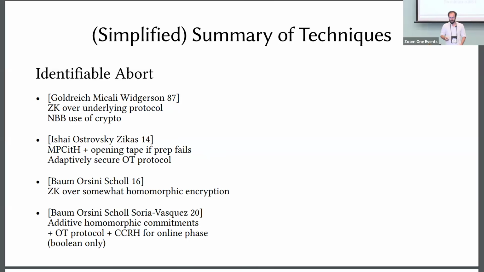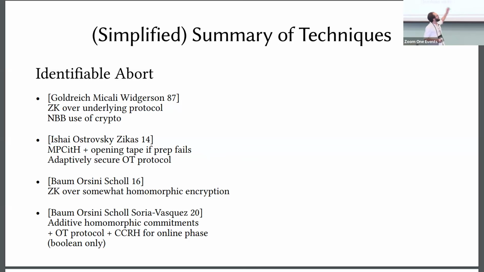A few years later, Baum, Orsini and Scholl suggested, again, to use zero knowledge, but specifically over somewhat homomorphic encryption, not over an arbitrary protocol. And finally, the same group, but with Cirio and Vasquez, returned to the sort of computational online phase that, say, GMW had, and gave a method to do it with additive homomorphic commitments. This only works for Boolean circuits, however.